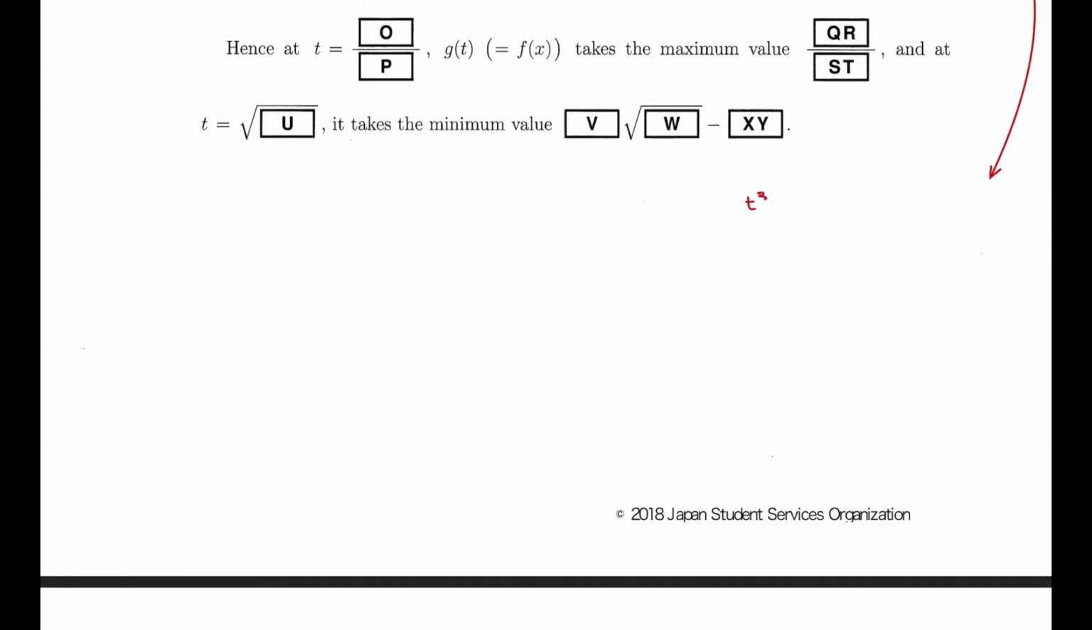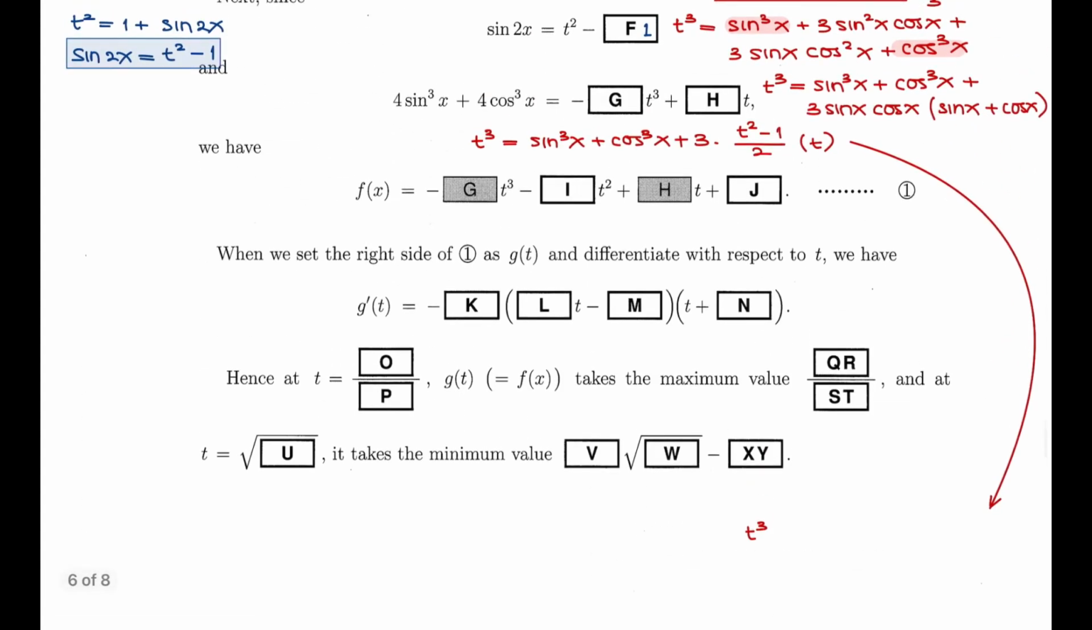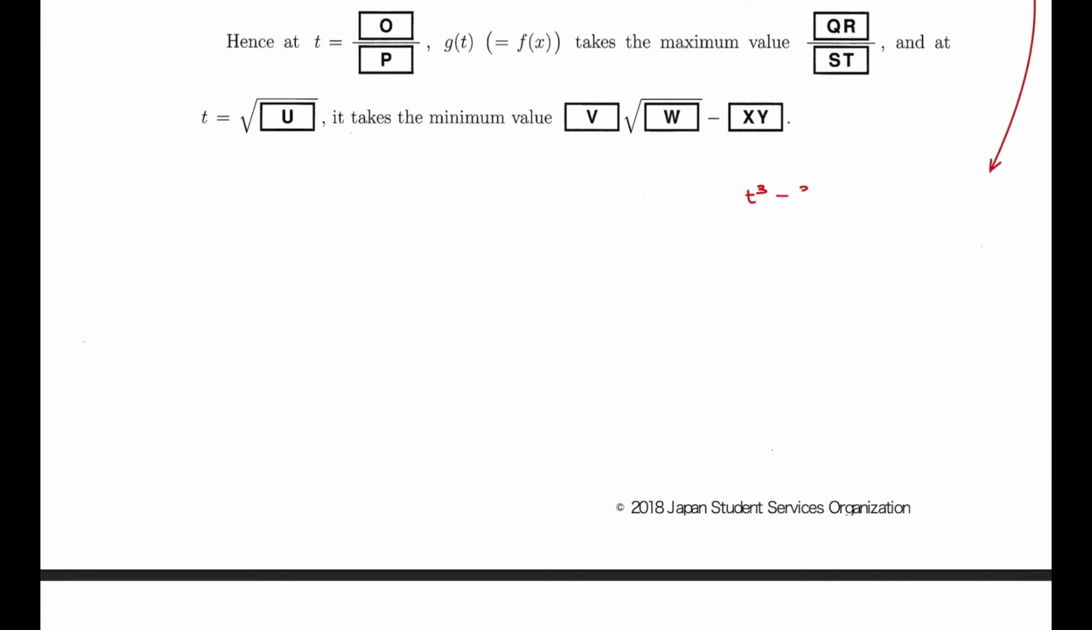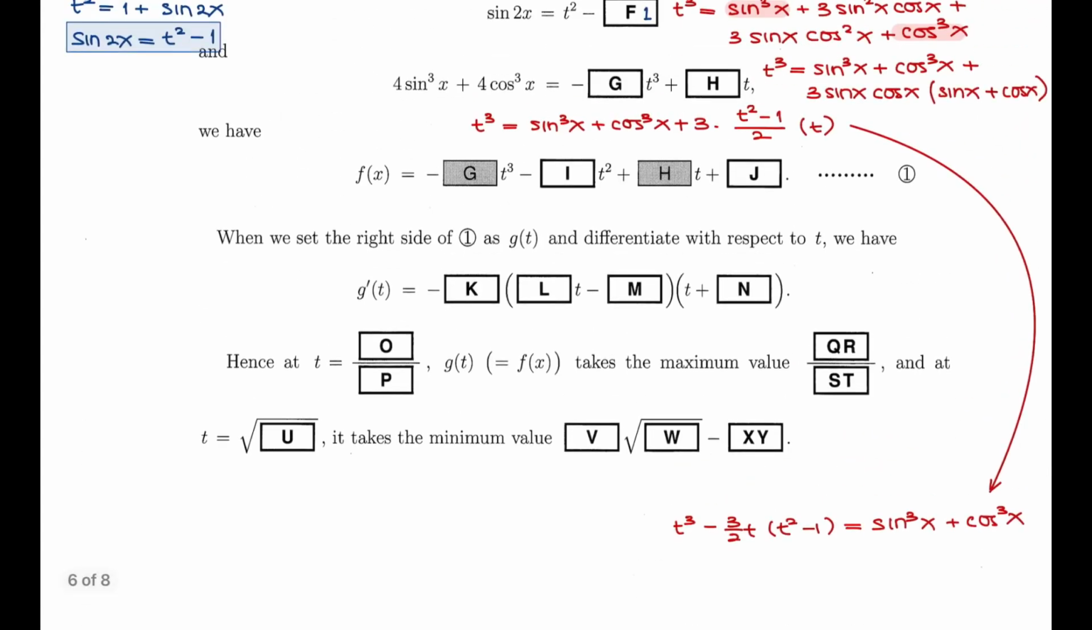t cubed. Move this into the left hand side. So we will get negative 3 over 2 t, times t squared minus 1, equals sine cubed x plus cos cubed x. Move all of this to the left hand side. It becomes like that.